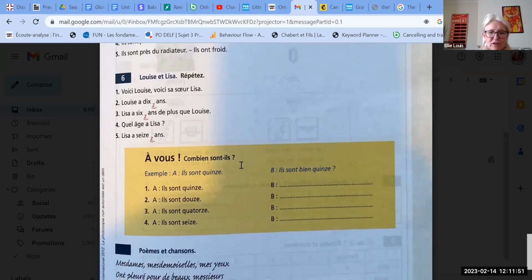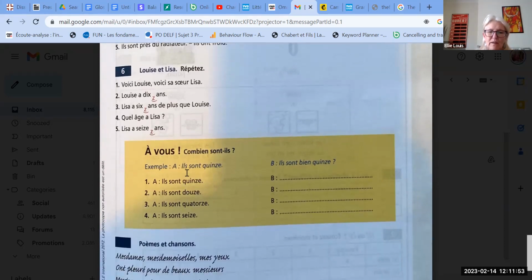All right, let's finish up with this here. So, combien sont-ils? How many are there of them? Ils sont 15. Ils sont bien 15. So here we've got a difference between an assertion and a question. So, ils sont 15 is an affirmation. Ils sont bien 15. There's actually 15 of them. Okay, get your S sound in there. Okay, can you make that a statement and that one a question?